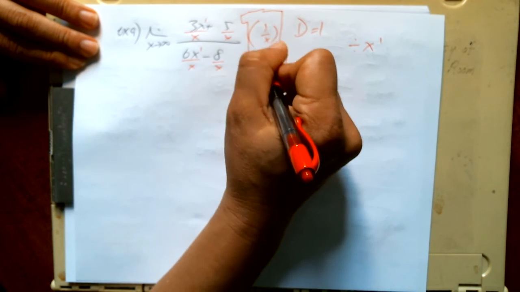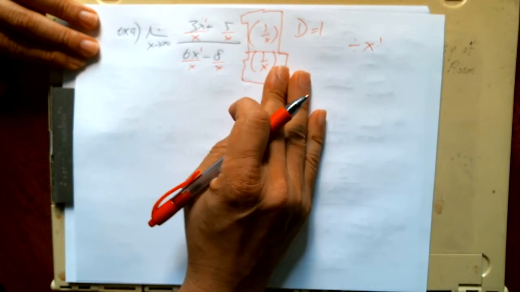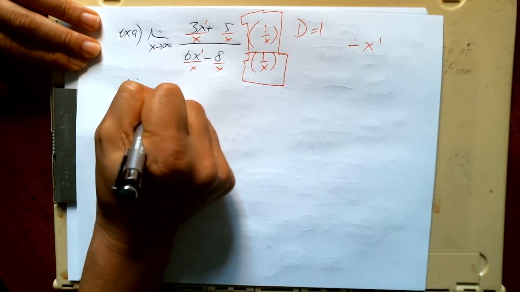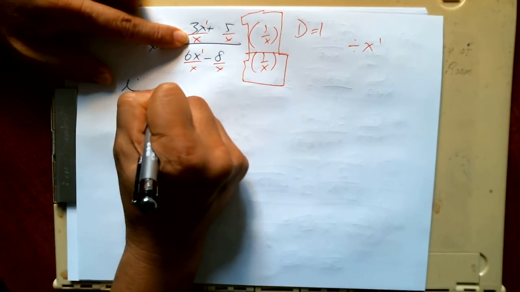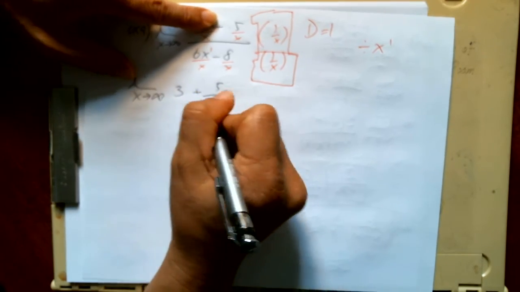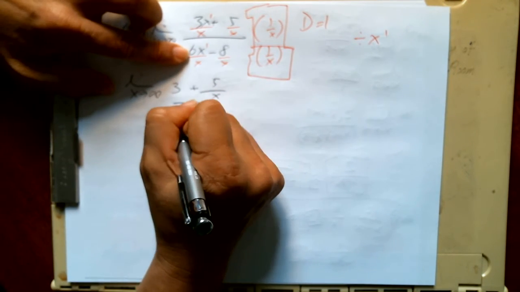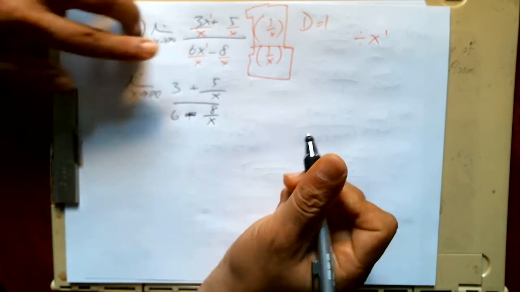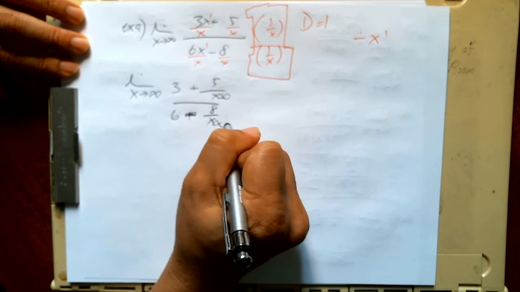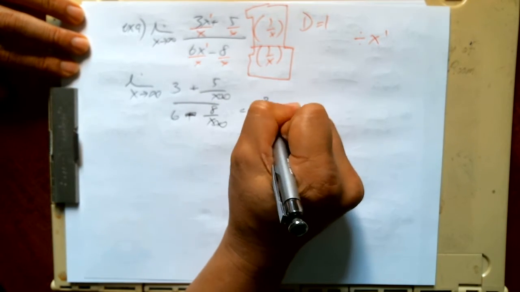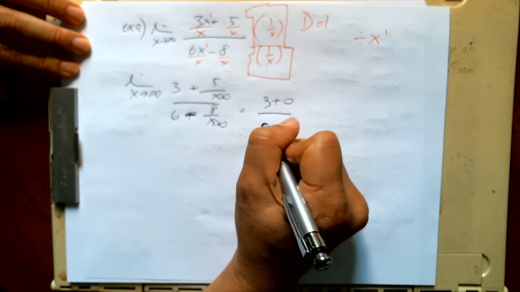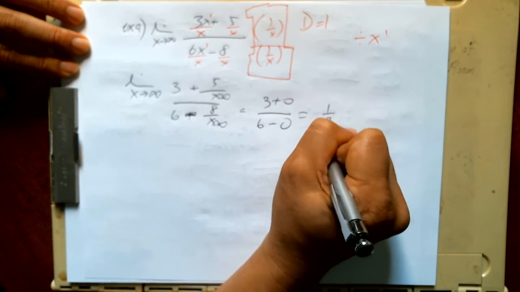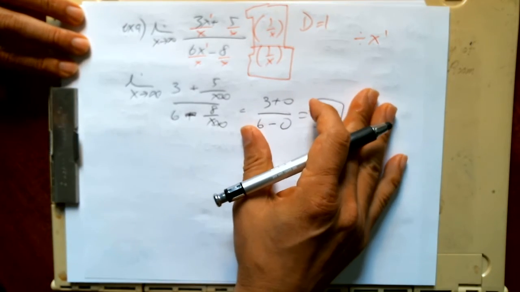Do you see that? It's multiplying by 1, 1 over 1, right? So let's clear this up a little bit. What do you end up with? Limit as x approaches infinity, 3x over x, which is 3, plus 5 over x, and then 6x over x, which is 6, minus 8 over x. And now you can plug in infinity here and here. 3 plus 0, that's 0 right there. And then 6 minus 8 over infinity is 0. So 1/2. 3 over 6 is 1/2, right?